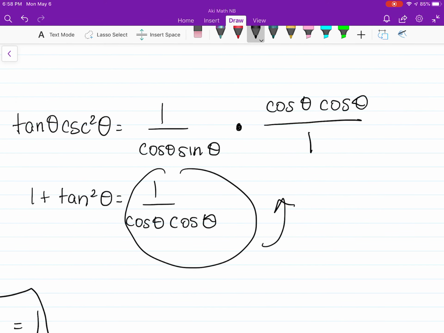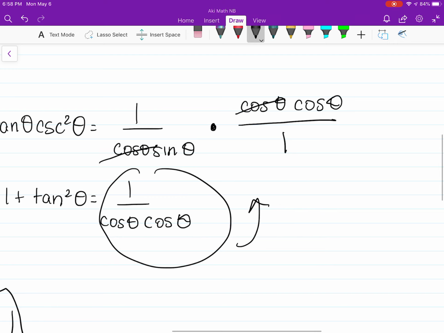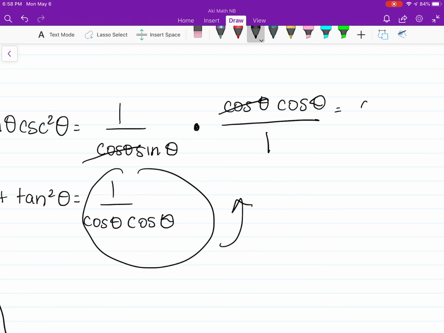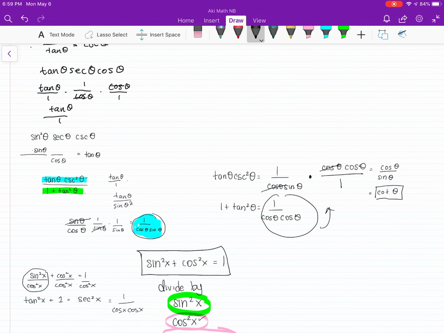And now here we go. Cosine theta and cosine theta cancel. So this equals cosine theta over sine theta, which equals cotangent theta. And that's the final very elegant simplification to what was this here.